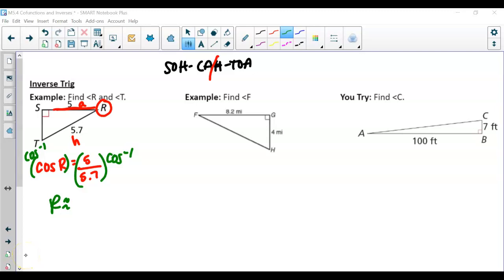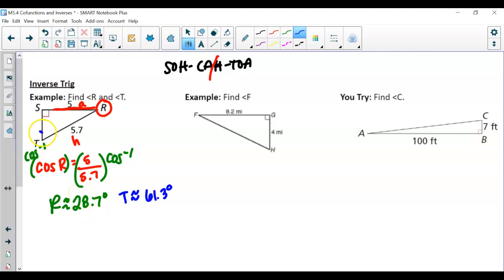And here we go. You should have gotten approximately 28.7 degrees. So just to practice, we'll also calculate angle T. Now keep in mind, angle R and T are complementary, right? That's what we just talked about, how you have the 90 degrees. So that means technically we should get that T is approximately 61.3 degrees, right? From subtracting from 90.